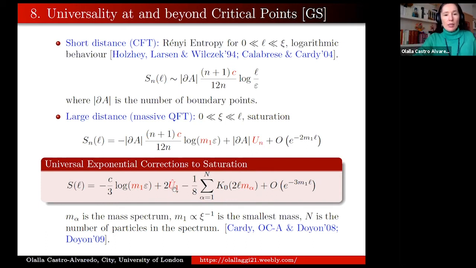And let me say as well that this U_1 is also universal in the sense that for each quantum field theory, you can compute this U and it is a precise number which doesn't depend on non-universal constants.